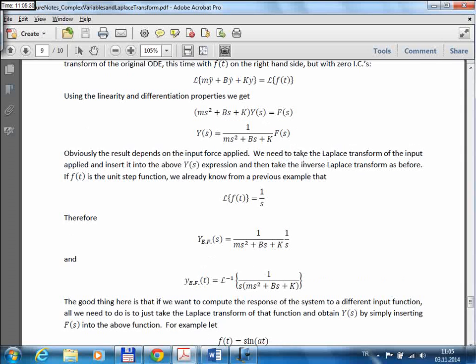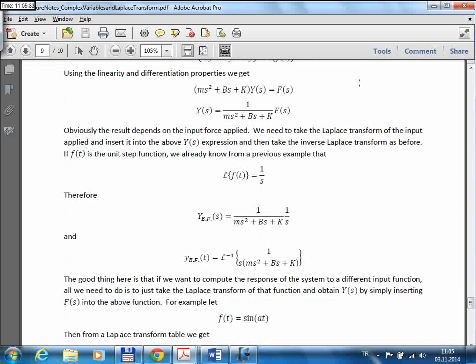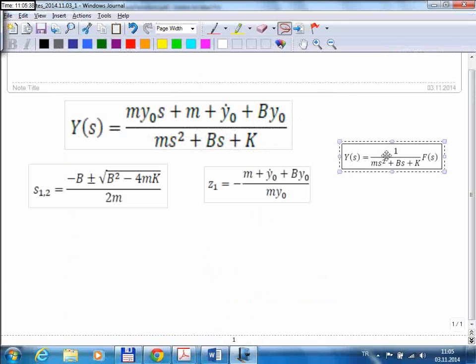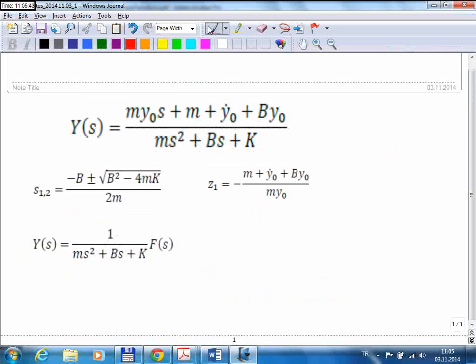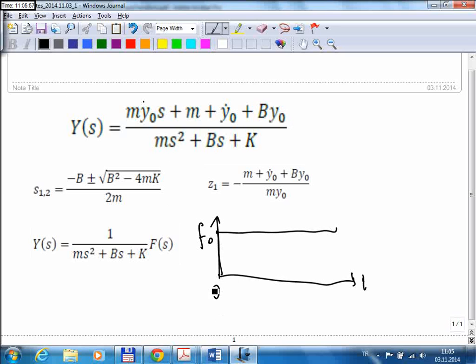So as an example, if you consider that f is a unit step function, so if f looks something like this, at t equal to 0 it jumps from 0 to some constant number. It doesn't have to be a unit step. It can be a step function. Then if you take the Laplace transform of that signal, you get f of s equal to f0 divided by s.